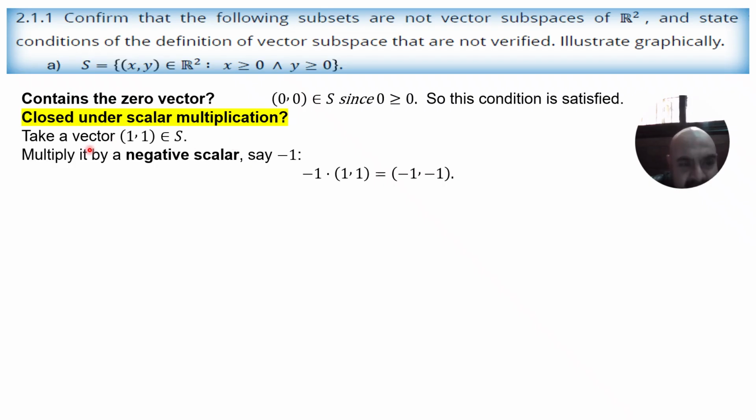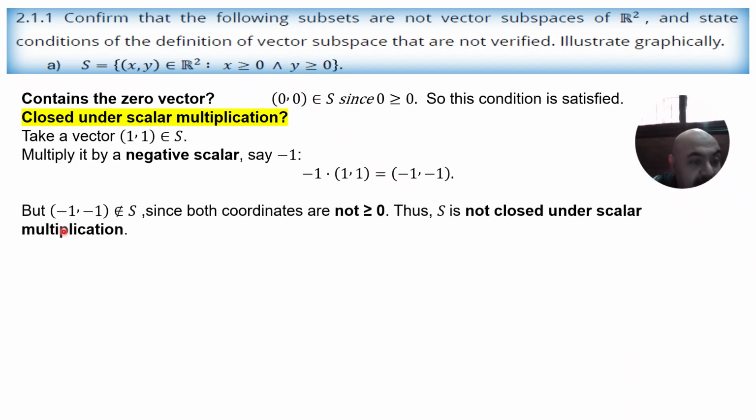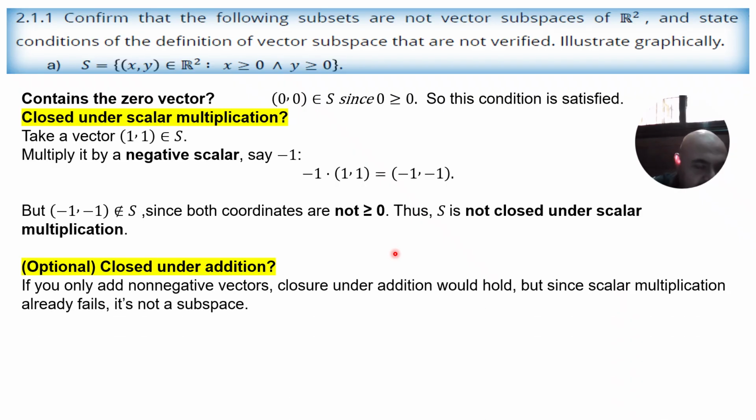So if you multiply by a negative value, you will have negative 1 and negative 1. Negative 1 and negative 1 is not within this set. So this is one of the major failures in the multiplication by a scalar. So negative 1 and negative 1 doesn't belong to S, so it's not closed under scalar multiplication. So of course, it's not going to be a subvector space, and that's the main reason.